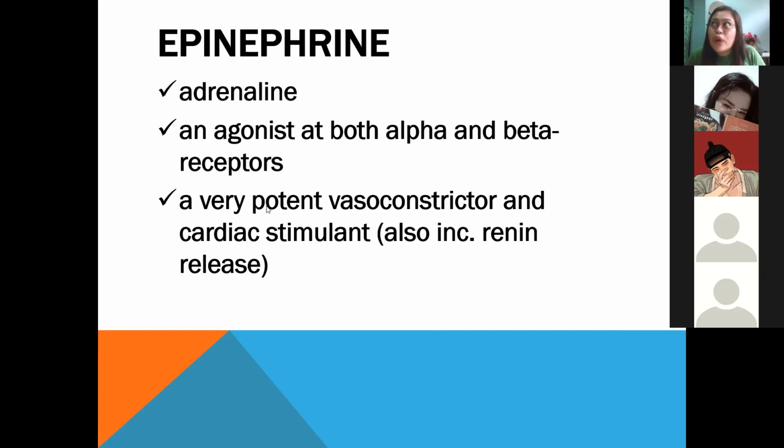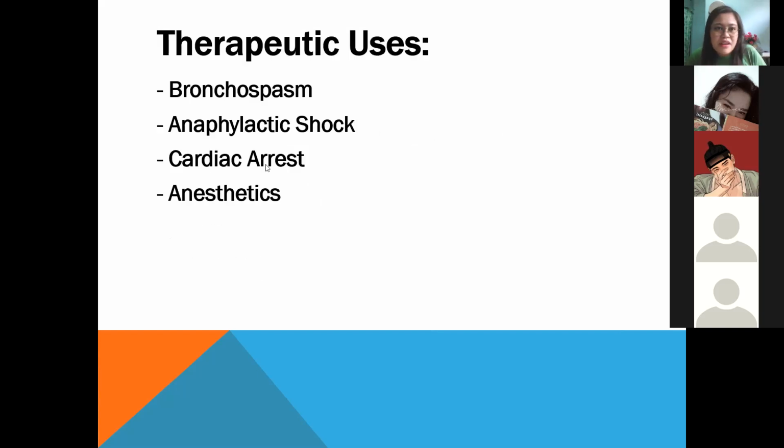Okay? So, though norepinephrine is the major neurotransmitter for this system, we use epinephrine more when it comes to emergency cases because of its affinity to both beta receptor and alpha receptor. Okay, so therapeutic uses: remember, it can bind to beta-2 receptor found in the bronchioles. So it can cause bronchodilation, meaning it can be used to treat bronchospasm. Bronchospasm is one of the symptoms of asthma or COPD.